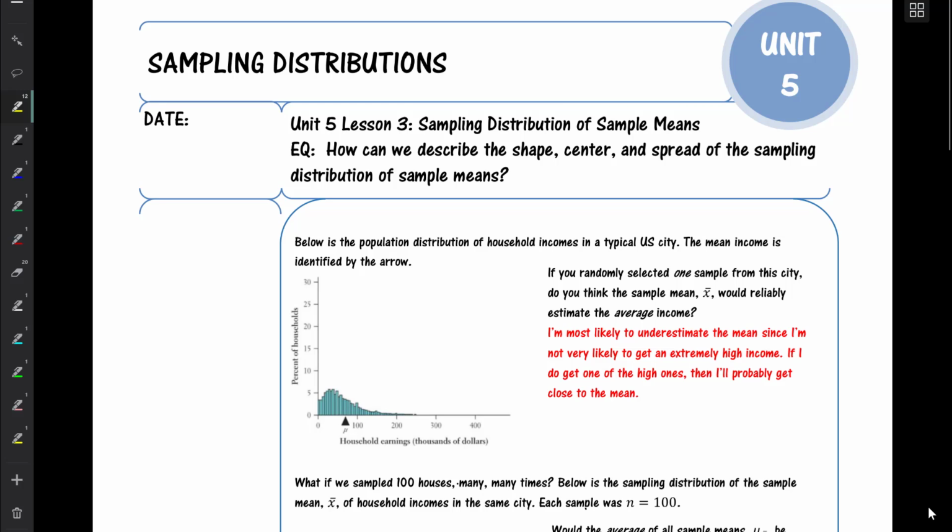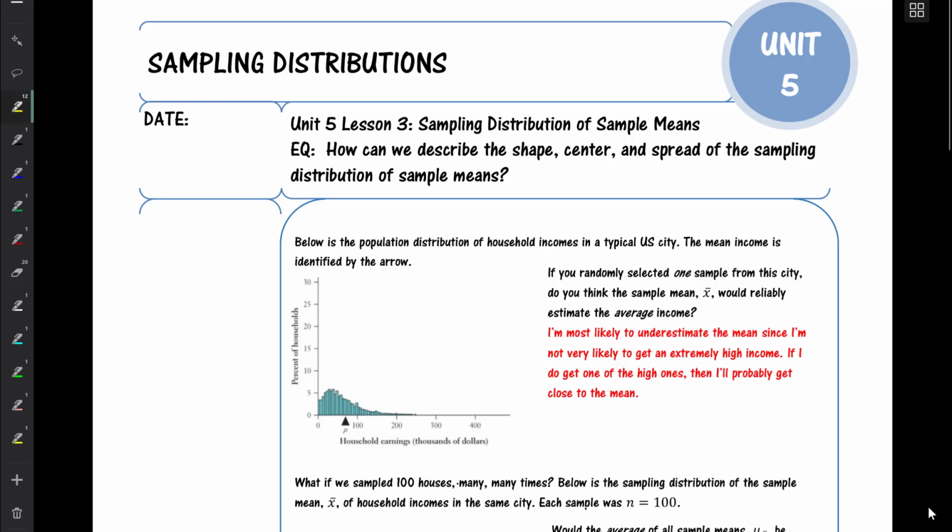Today we are talking Unit 5 Lesson 3, which is all about sampling distributions of sample means. The last time we talked about proportions, now we talk about means. This is the final sampling distribution that we are going to really focus on in this course, so let's get right to it. We'll start off with our EQ that will sound very familiar from our last lesson.